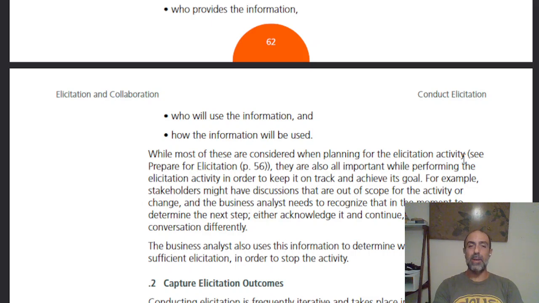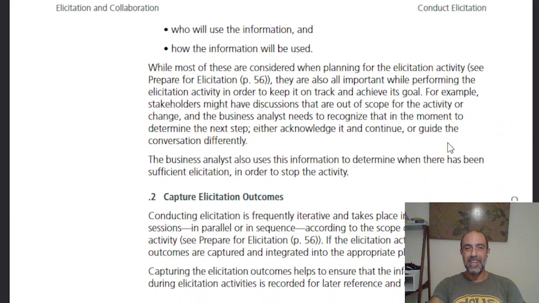The who, what, where, why. While most of these are considered when planning for the elicitation activity, see Prepare for Elicitation on page 56. They are also all important while performing the elicitation activity in order to keep it on track and achieve its goal. For example, stakeholders might have discussions that are out of scope for the activity or change.